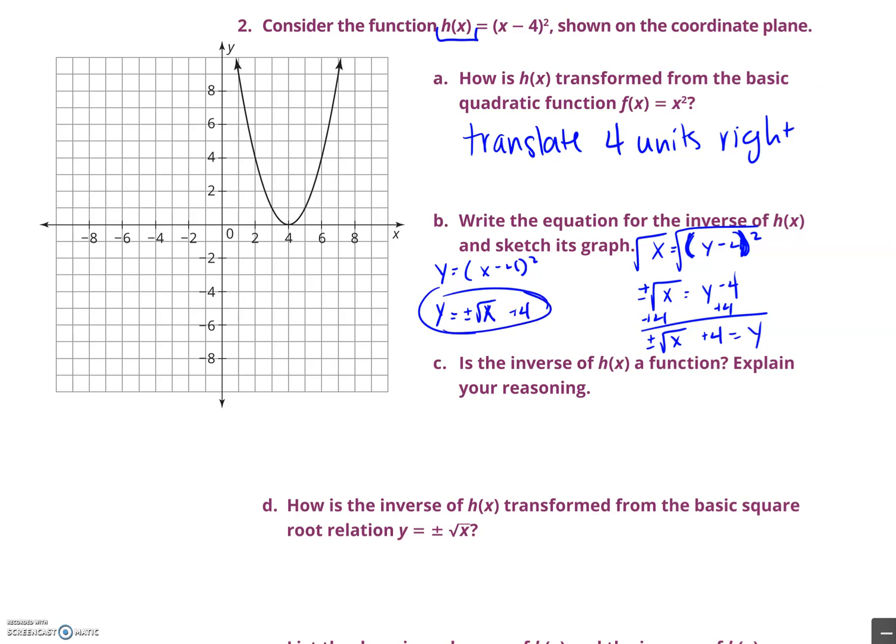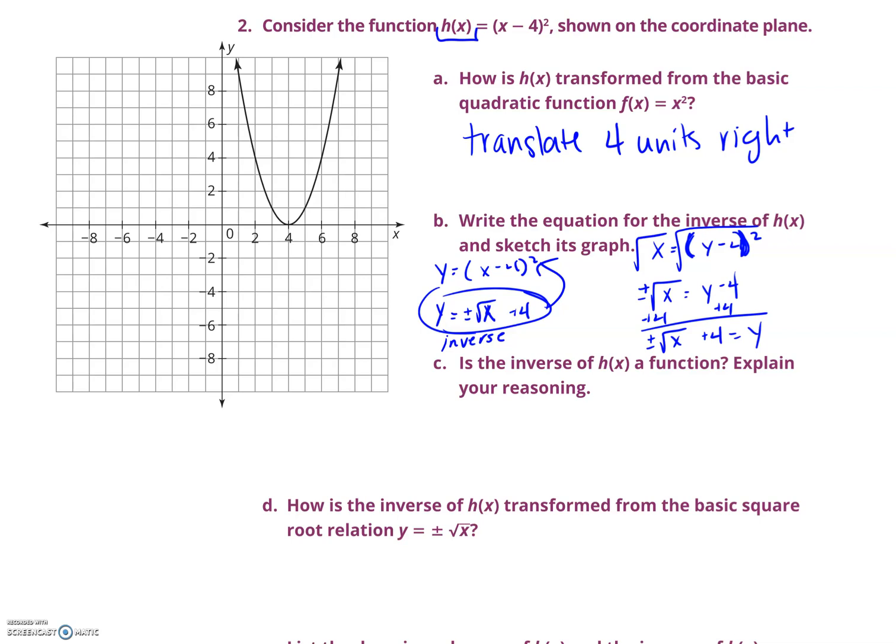So this is the inverse of that. Notice that the inverses of the functions have essentially the opposite of whatever's going on. Notice we have a minus 4, and we have a plus 4 in the inverse. Notice we have a squared, and we have a square root in the inverse. So inverse really just means the opposite.